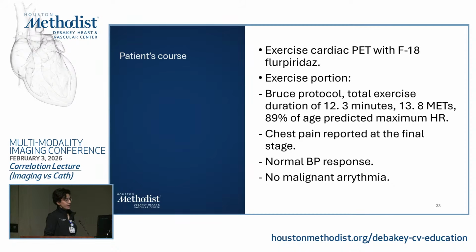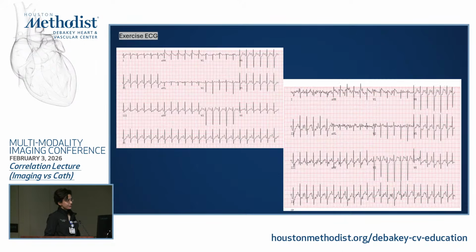So the patient underwent exercise cardiac PET with 18F flurpiridaz. The exercise protocol was the Bruce protocol. He exercised for about 12 minutes, reached almost 14 METs, and reached 89% of age-predicted maximum heart rate. He mentioned having chest pain in the final stage. Normal blood pressure and heart rate response were noted, and no malignant arrhythmia was seen.